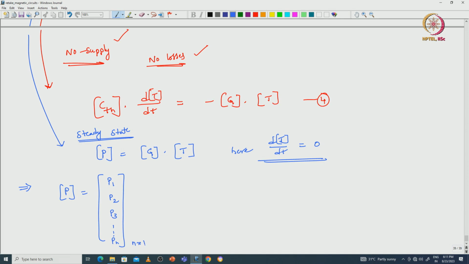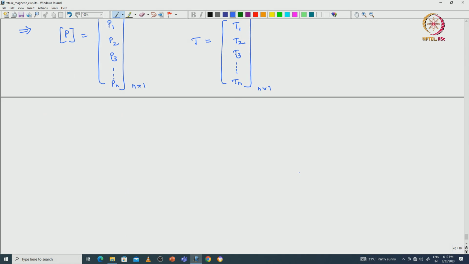It is a column matrix, and the temperature also a column matrix: T1, temperature at node 1, temperature at node 2, temperature at node 3 and so on up to Tn. This also is n into 1. And the thermal resistance matrix or conductance matrix is equal to... generally conductance is equal to 1 by thermal resistance, right.